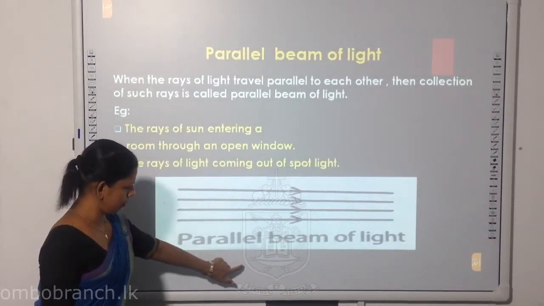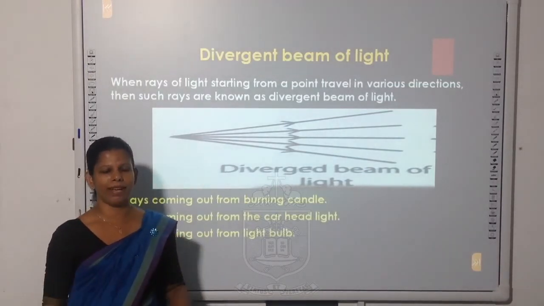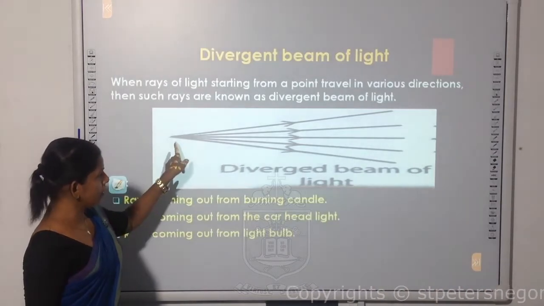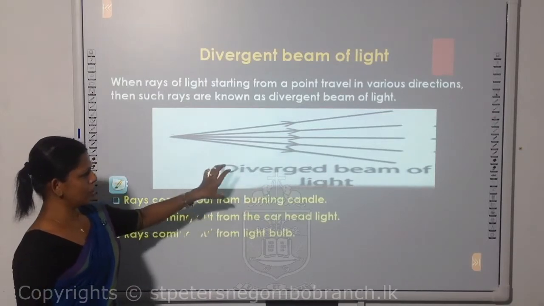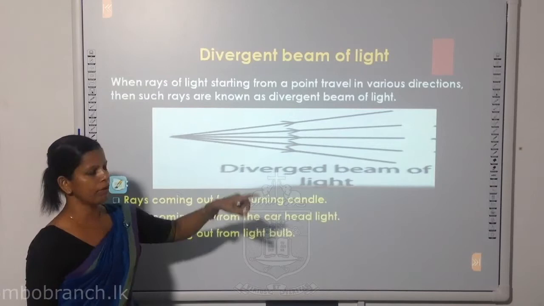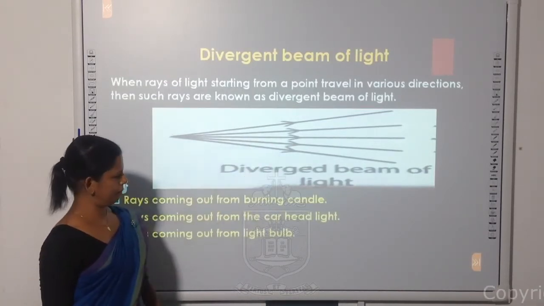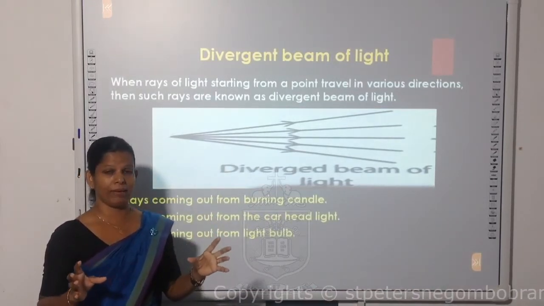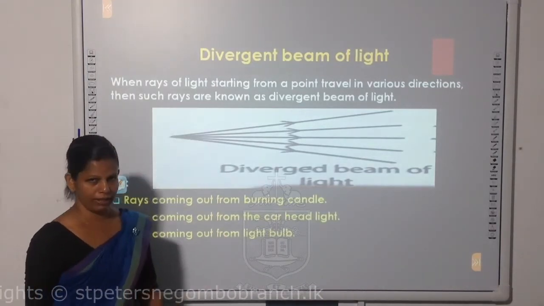So my dear children, now we are going to talk about what is a divergent beam of light. When rays of light start from a point and travel in various directions, that sort of light beam we can name as a divergent beam of light. Same as before, we can see the arrowheads to show the direction. So what are the examples we can consider? Where are the places we can see the divergent beam of light?